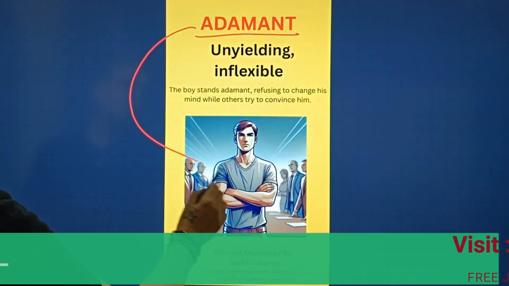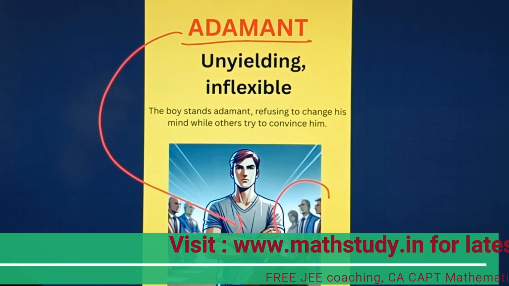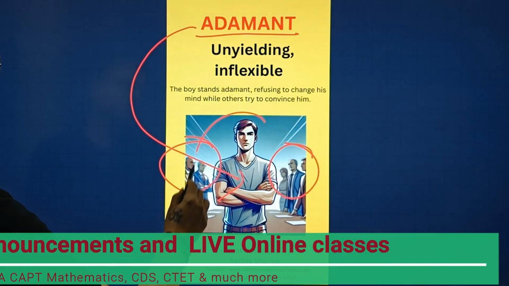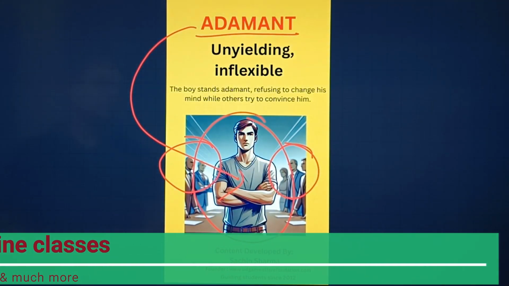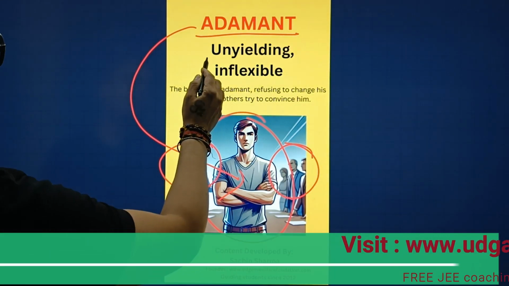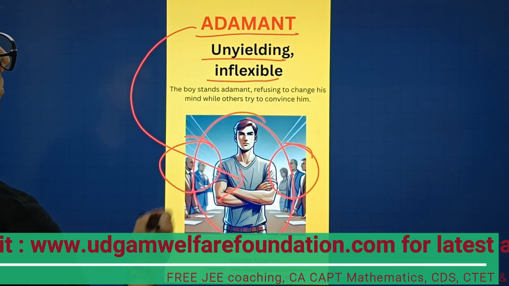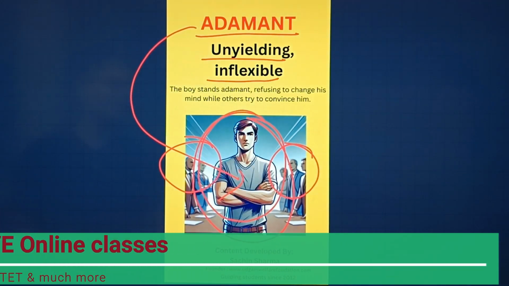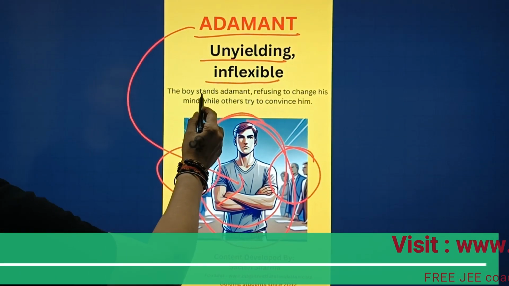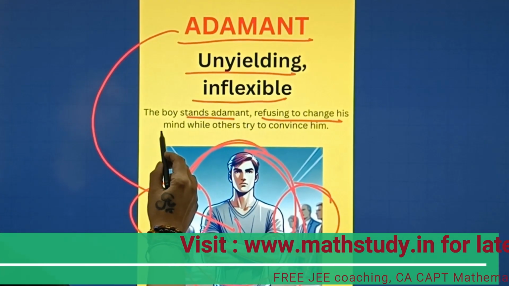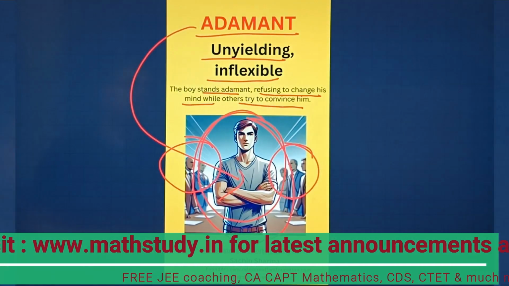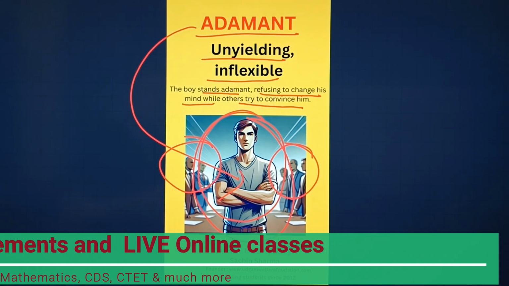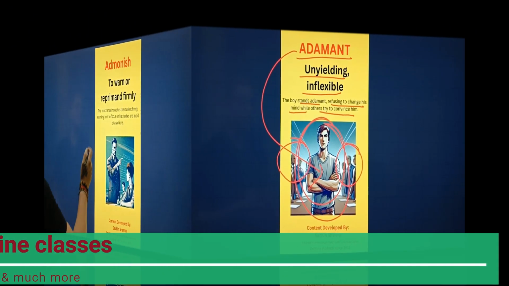If we see the picture here, a person is standing here and other people are trying to convince him, but in arrogance, this person is standing in front of everyone. And if we see, the meaning of this one is unyielding, inflexible. Now with the help of this picture, we can see that this person's expression is quite inflexible here. The boy stands adamant, refusing to change his mind while others try to convince him. Very simple. So adamant means arrogant also, or you can simply learn inflexible as well.